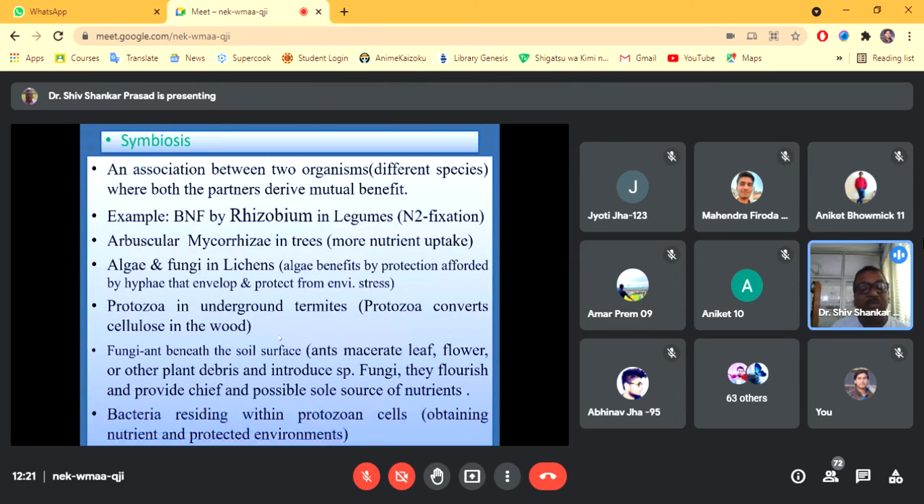That is, bacteria reside within protozoa cells and obtain nutrients and a protected environment in the protozoa also. Okay, so these are the interactions which take place in the system, and these are the symbioses, where one is the macrosymbiont, the other is the microsymbiont, and specific processes are initiated in the interactions.